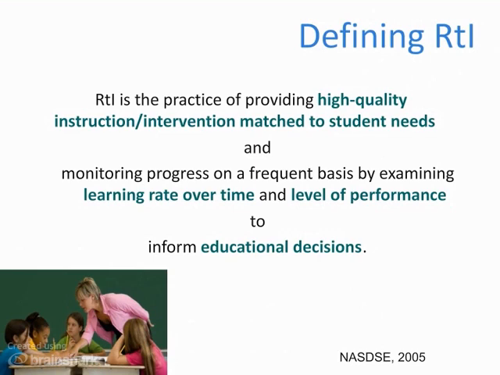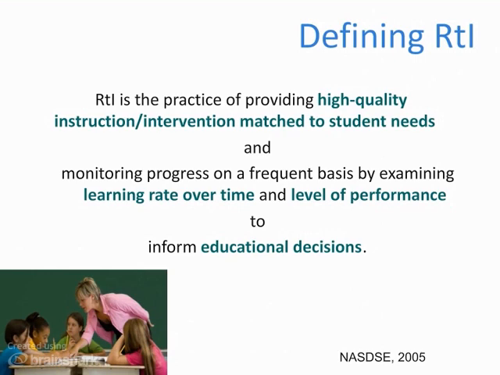The other piece is the learning rate over time. Learning rate over time refers to information about how well the instruction is working for individual students or even for small groups of students over time. Levels of performance gives us a snapshot of how well a student is doing compared to other students, or maybe how well students are doing in the district or even the state. Rate of growth gives us more of a kind of motion picture as to how well our instruction is working for individual students or small groups of students.